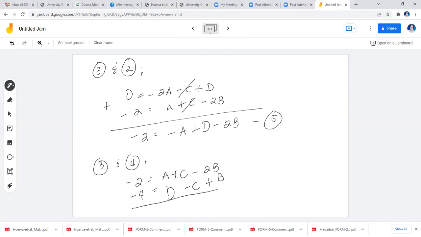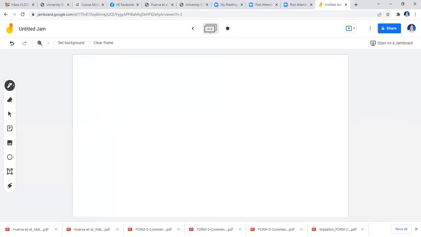Okay, again add, so I'll cancel the c's. So I'll have minus 6 is equal to a plus b, this one minus b. Equation 6. Okay, I will subtract these two and get rid of the d. So 5 and 6.